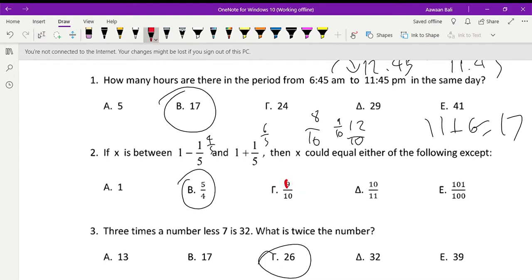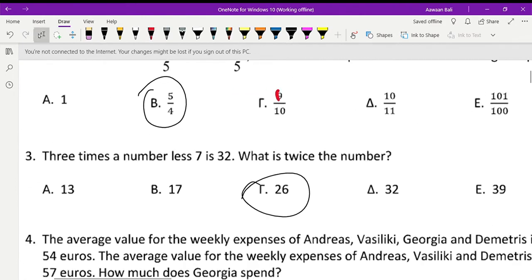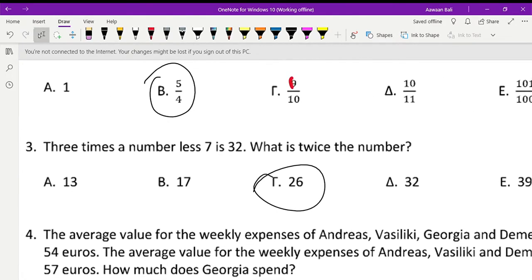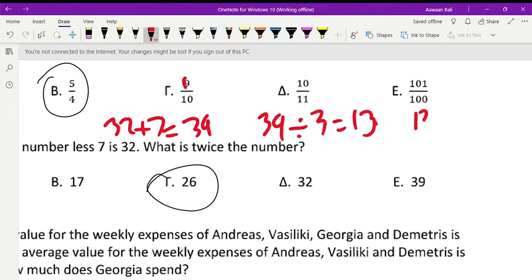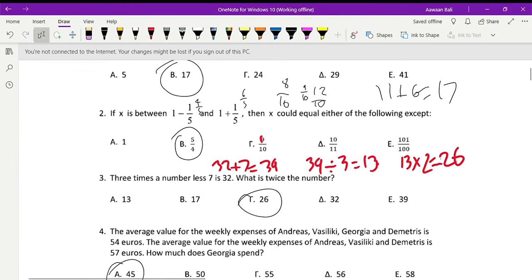3 times a number less 7 is 32. What is twice the number? Okay, that's easy. So what you have to do is find 32 plus 7, since when we're doing this, we would find the inverse. So less becomes addition. So 32 plus 7 is 39. 39 divided by 3 is 13. And then 13 times 2, 26. So the answer is gamma 26.